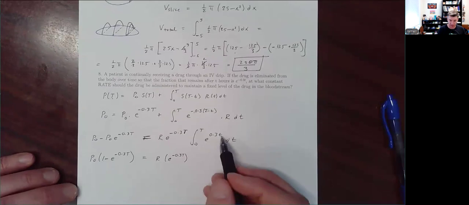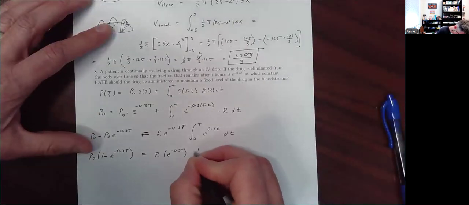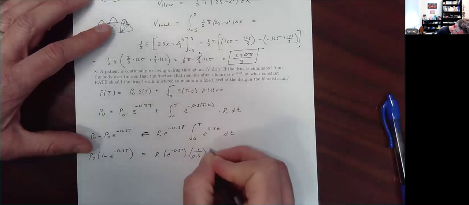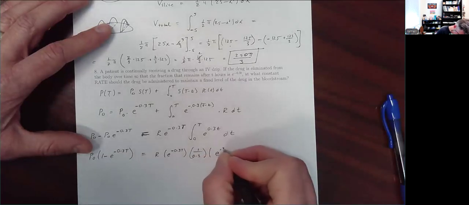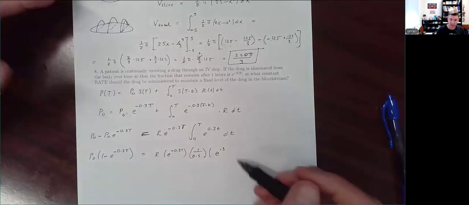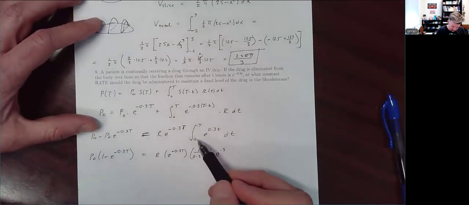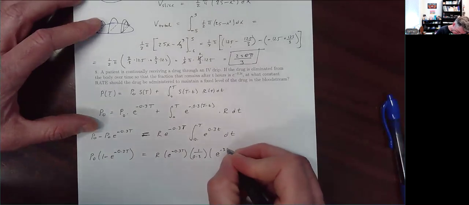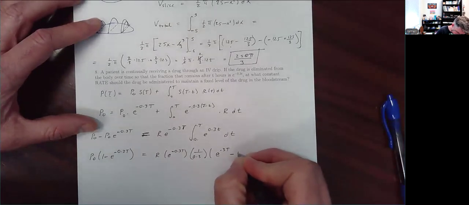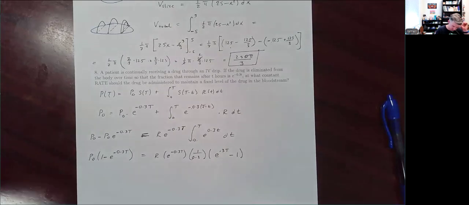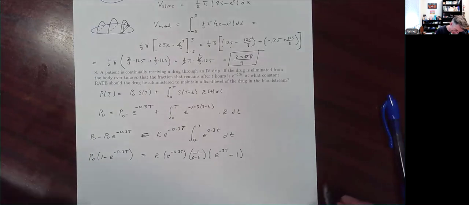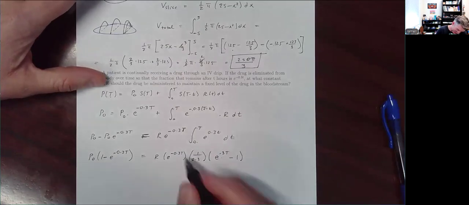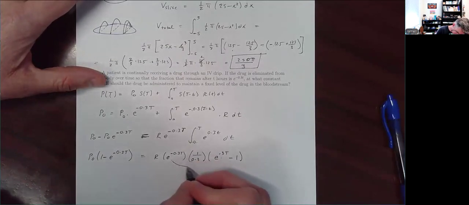So when you integrate e to the 0.3 T, you're going to get e to the 0.3 T divided by 0.3. So it's going to be 1 over 0.3 times e to the 0.3 T. We'd plug in T, and we subtract and plug in 0. That's going to be e to the 0.3 T minus e to the 0.3 times 0, which is 1. Okay. So I always feel like I blow it here. Let's go ahead and distribute the e to the negative 0.3 T to this.